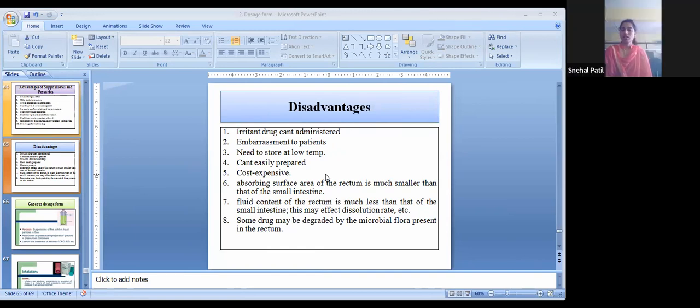So these are the disadvantages of the suppositories. Those drugs that produce irritation cannot be administered by the suppository. It is an embarrassment to the patient when the suppository is inserted into a body cavity like the urethra, vagina or rectum. So the next, why it is stored at low temperature.